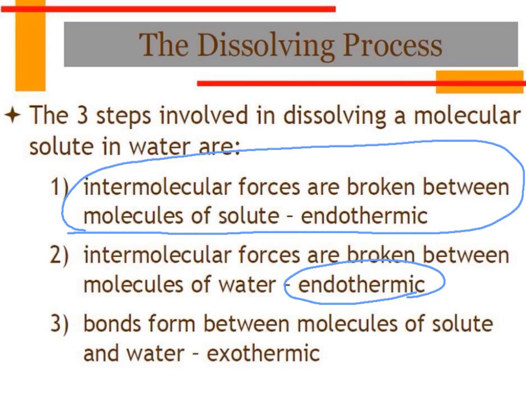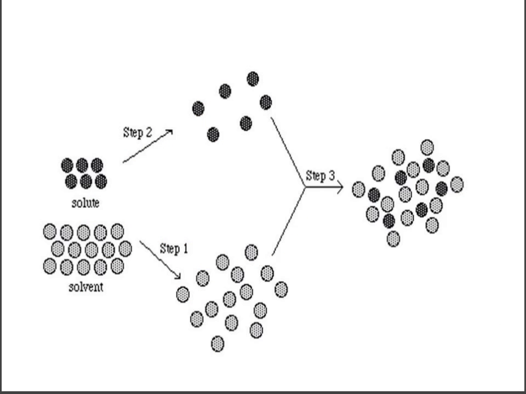Third, bonds formed between molecules of solute and water, however, exhibit an exothermic type of reaction. Why? Because in the process, when a solute is dissolved in water and its particles are attracted to the particles of solvent, heat is released. Therefore, when heat is released in the process, we consider this type of reaction an exothermic type of reaction.